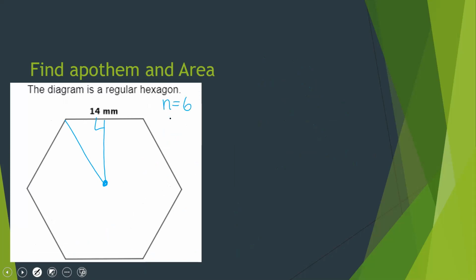Always good to know. So that means 360 divided by 2 times n. In this case, that's 6. So that means that this is a 30-degree angle. Now remember that this distance isn't all the way across the side, it's halfway across the side, so that's 7, and we're going to solve for y.